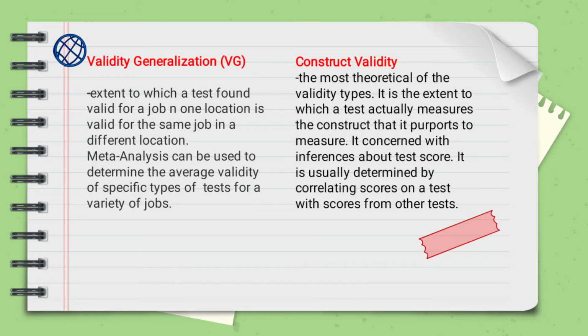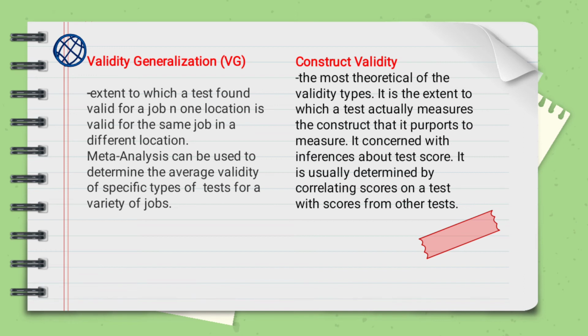So, what is validity generalization, or VG, no? It is also a major issue concerning the criterion validity of tests, no? It is the extent to which a test found valid for a job in one location is valid for the same job in a different location. So it is general, no? It means that a test valid for a job is also valid for the same job in a different location.